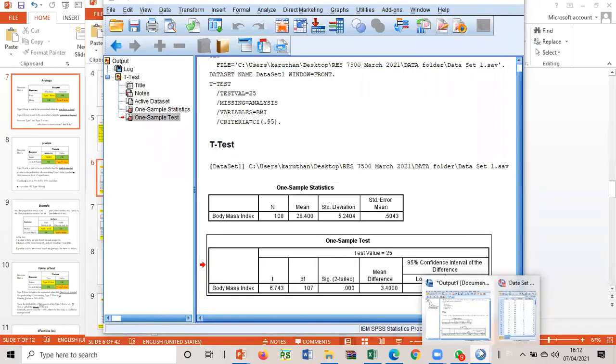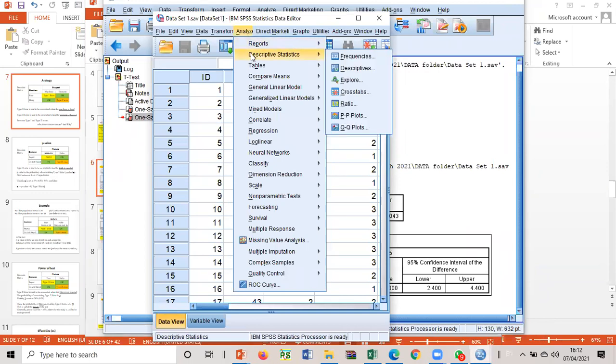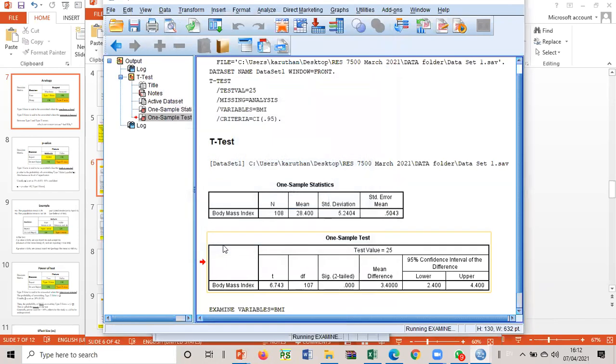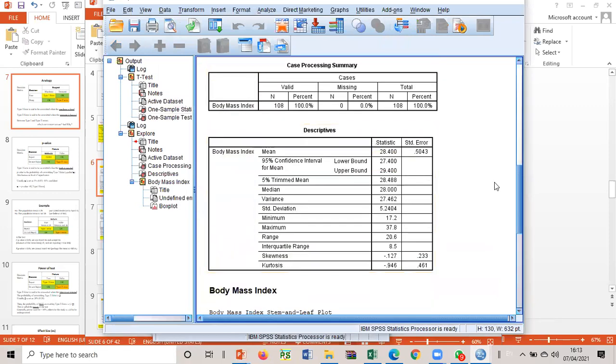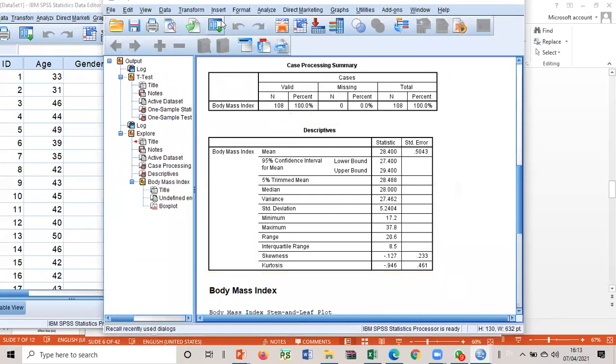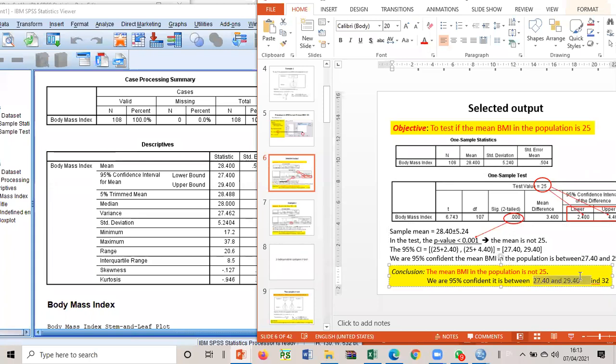Last week we did frequency and explore. Let's go to Analyze, Descriptive Statistics, Explore. Bring the variable BMI into the dependent list. That's all. Click OK. Just bring this in and click OK. Look at the output. Do you see this value in the output?